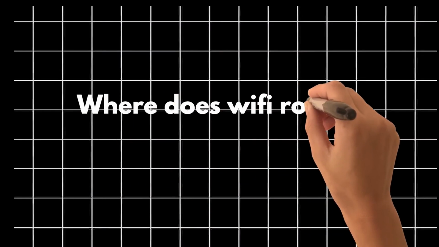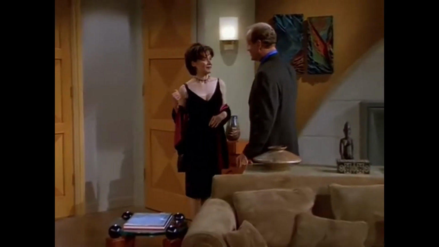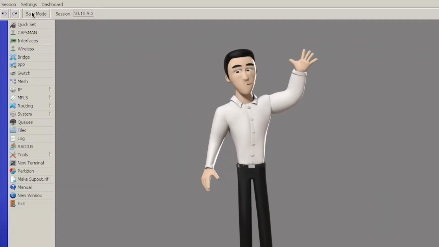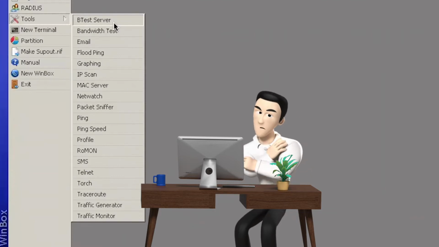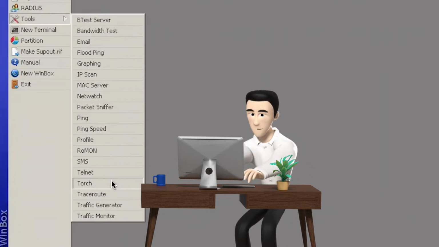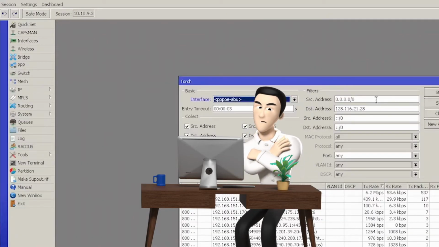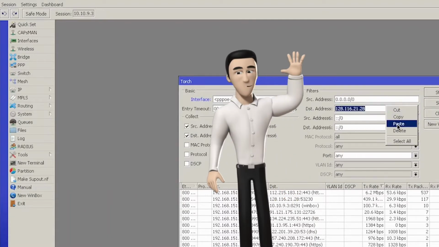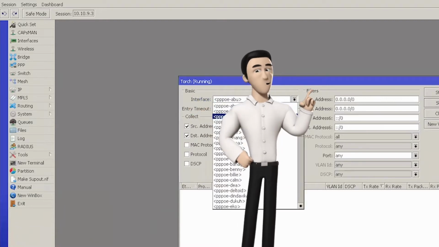Okay, so the first question: where does a Wi-Fi router save the data? As I once showed you, the owner of the Wi-Fi can see the data. They don't really save the data at that point, but they can see what you are doing on the platform or on the website. This is one of the examples.